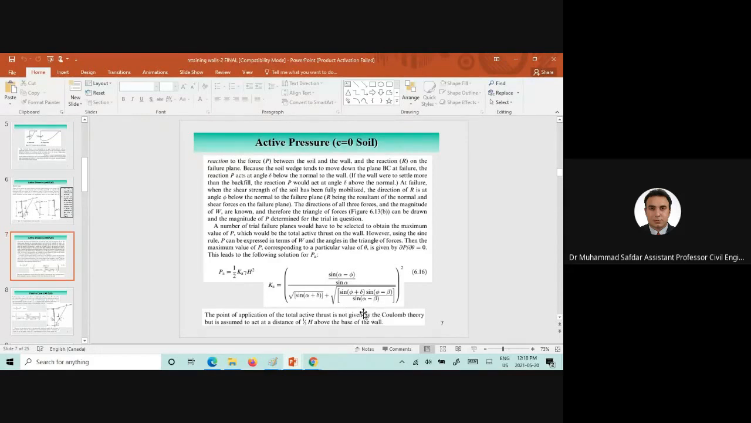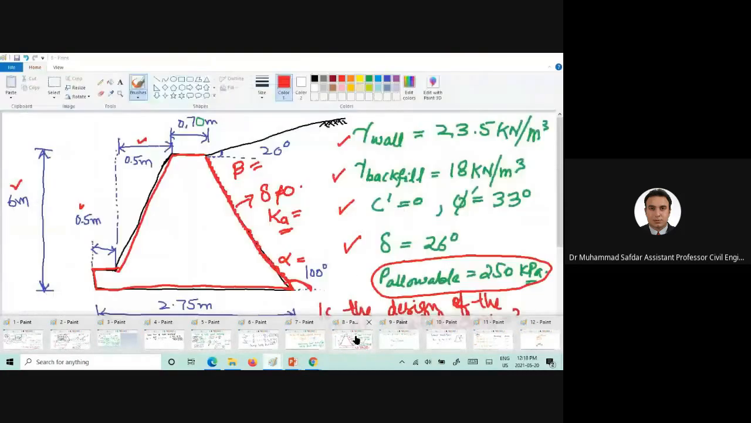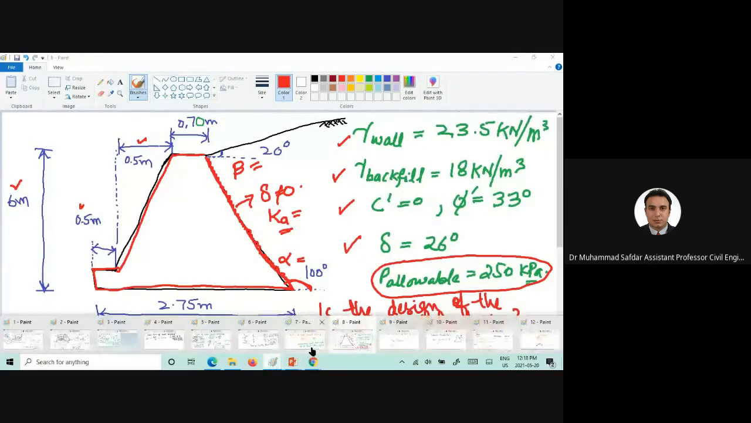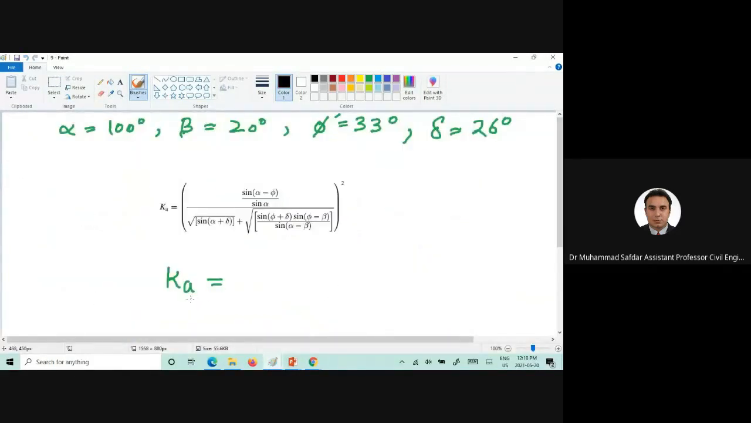Beta is the sloping surface, or the angle which the surface makes with the horizontal, and the approximate location of the application of the lateral thrust, we can take that at 1/3 from the base of the retaining wall. Okay, so is the design of the wall satisfactory? We need to find out the Ka. Please kindly give me the value of Ka, lateral pressure coefficient. Alpha, beta, phi prime, and delta is given.